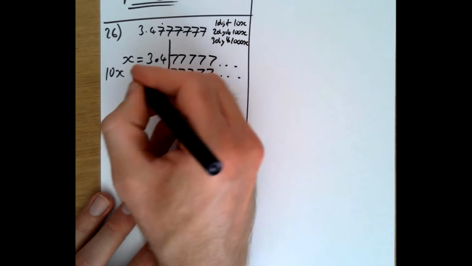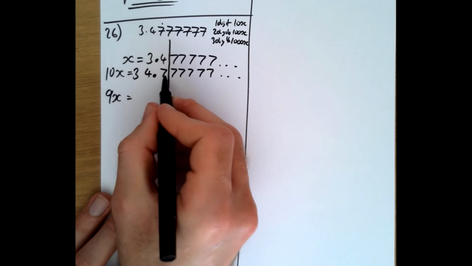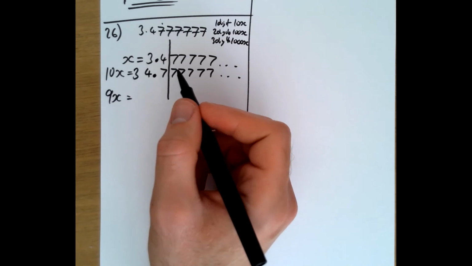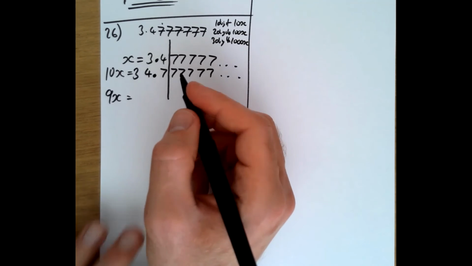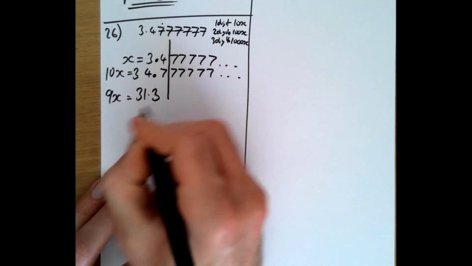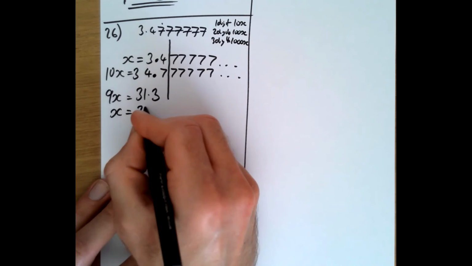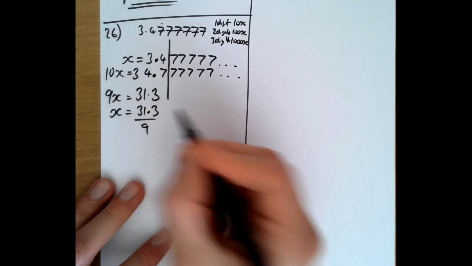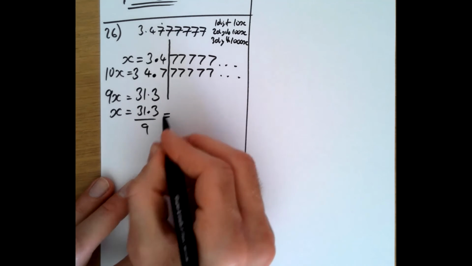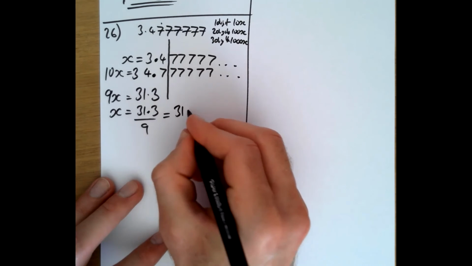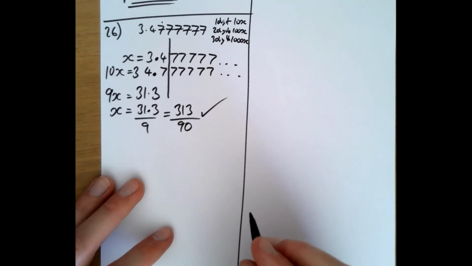So what we can say is well, 10x take away 1x is 9x. And then I've got 34.7 take away 3.4. So again, I use my calculator. 34.7 take away 3.4 gives me 31.3. So 9x equals 31.3. So then what I can do is I can divide both sides by 9, and I get my fraction, 31.3 over 9. But you don't want decimals in a fraction, so you can just keep multiplying by 10 on the numerator and the denominator until you remove your decimals. And in fact, that's all we had to do to get our answer.